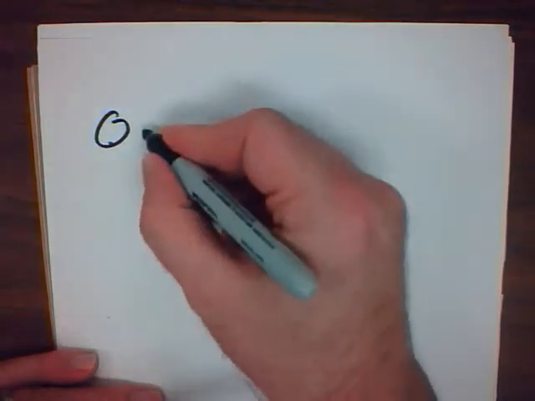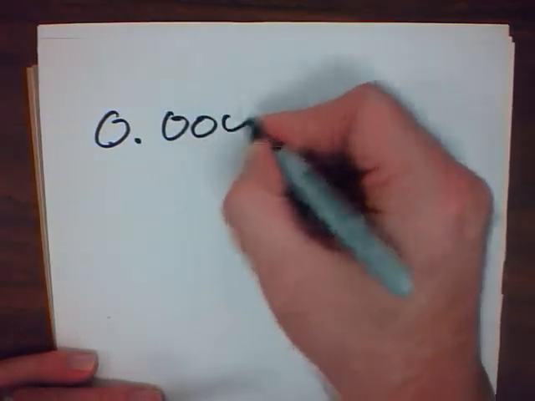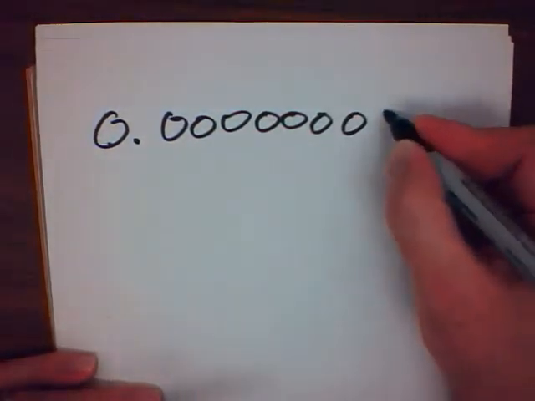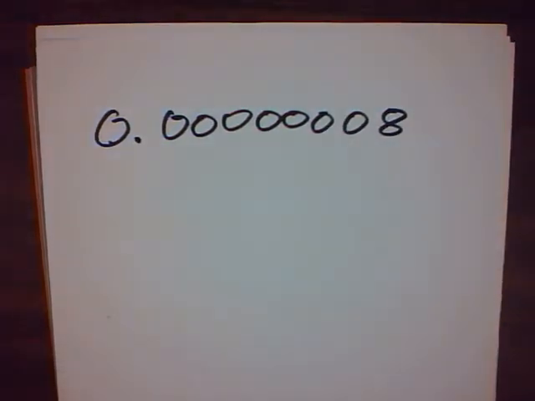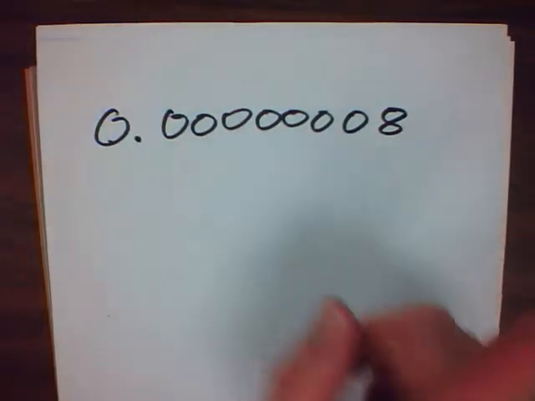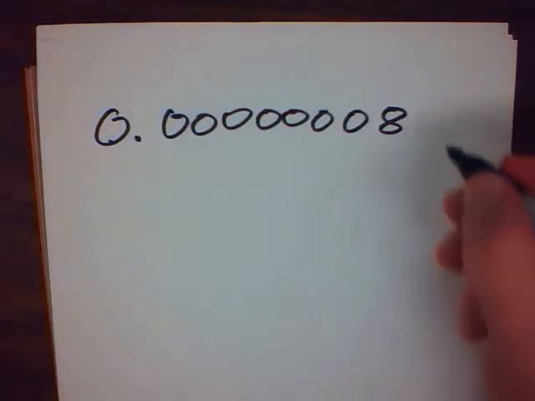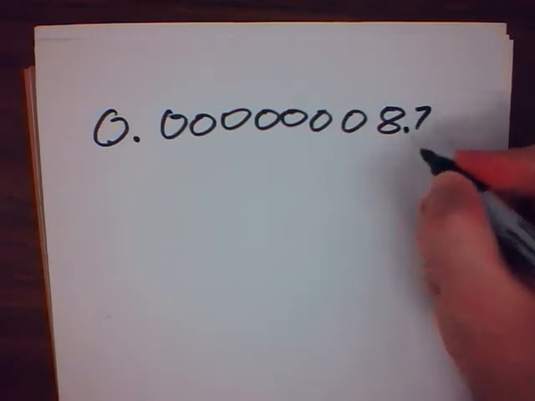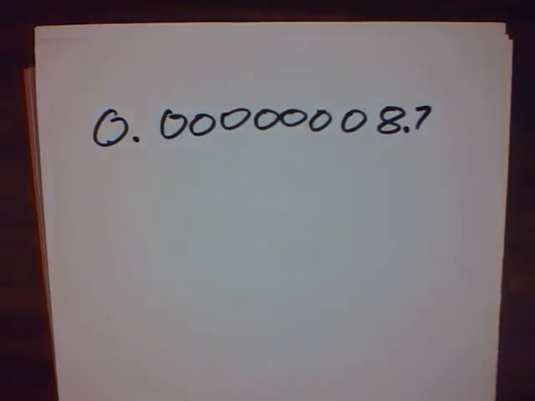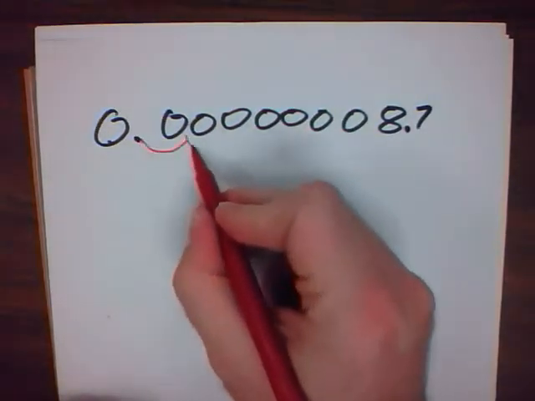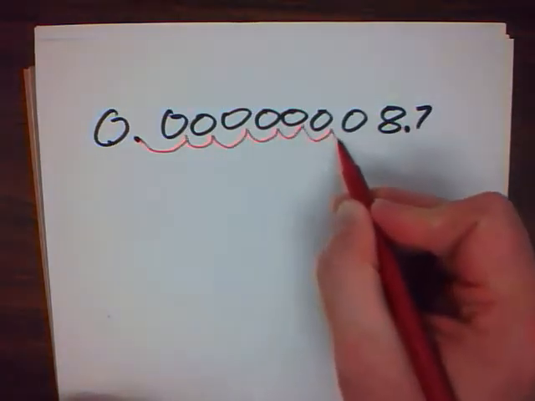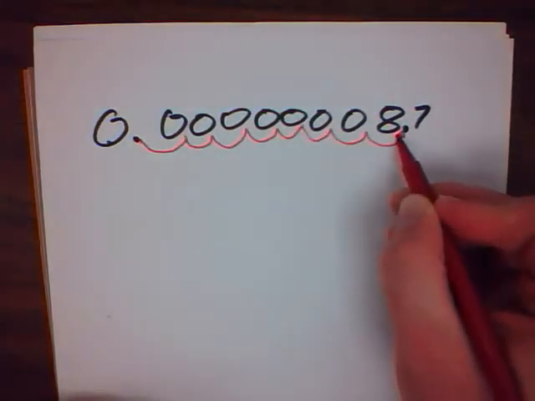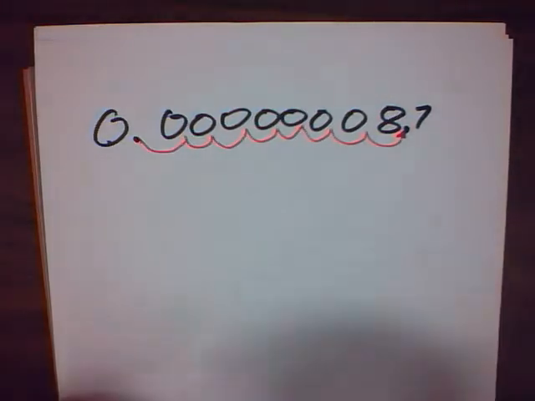Now you can do the same thing with very small numbers. Again, we're going to move the decimal and put it behind the first non-zero number. Just making sure it's clear, I'm going to put it here, behind the first non-zero number. I'm going to count the number of spaces I moved it. 1, 2, 3, 4, 5, 6, 7, 8. I moved it 8 spaces.